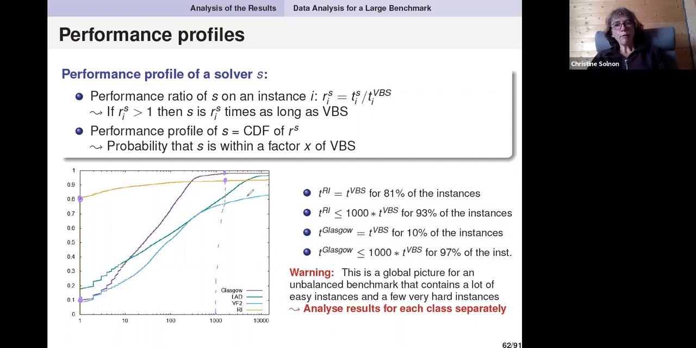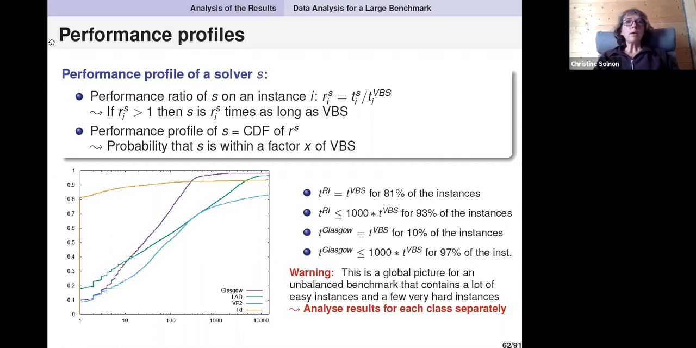Okay, so now I have a big picture, but I have a warning here, which is that my benchmark is a very heterogeneous benchmark, which contains very easy instances and very hard instances. And actually, I have a lot of very easy instances and only a few hard instances. So maybe I will obtain a different conclusion if I study each benchmark separately.